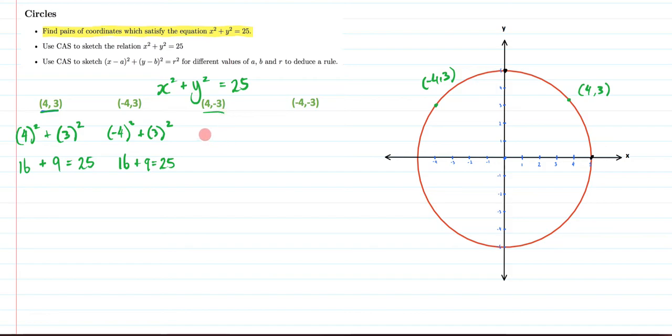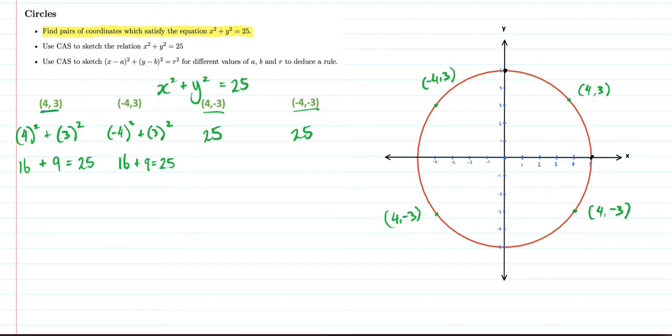This one, I won't go through it, will also get me 25. So this will be (4, −3). And here, when I have 2 negatives, it will also satisfy the equation, (−4, −3).